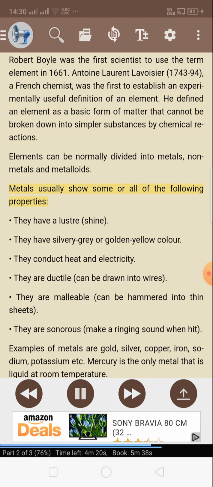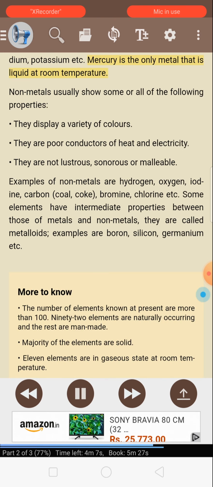Metals usually show some or all of the following properties. They have a luster, shine. They have silvery grey or golden yellow color. They conduct heat and electricity. They are ductile, can be drawn into wires. They are malleable, can be hammered into thin sheets. They are sonorous, make a ringing sound when hit. Examples of metals are gold, silver, copper, iron, sodium, potassium, etc. Mercury is the only metal that is liquid at room temperature.